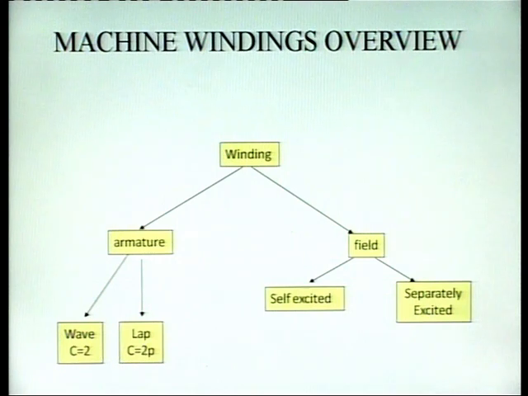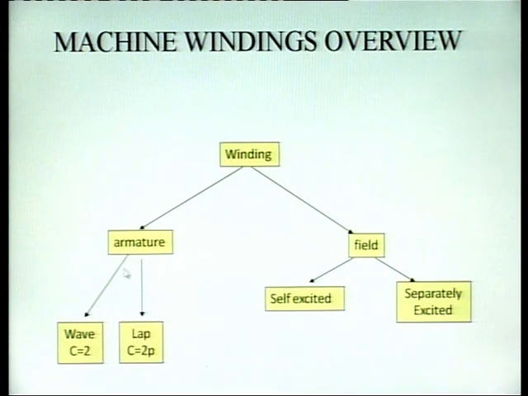So, windings. Two windings are used in DC machines. First is armature winding and second is field winding. Armature winding is wound on the rotor and field winding is wound on the stator. Field windings are used to produce the magnetic flux.